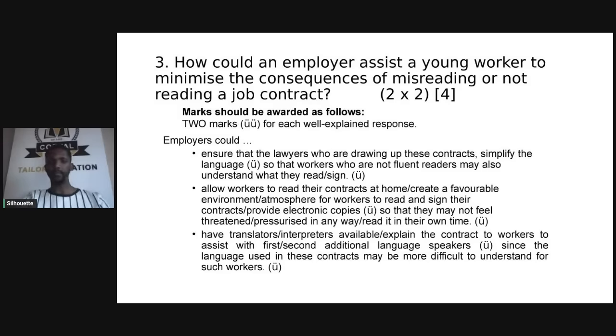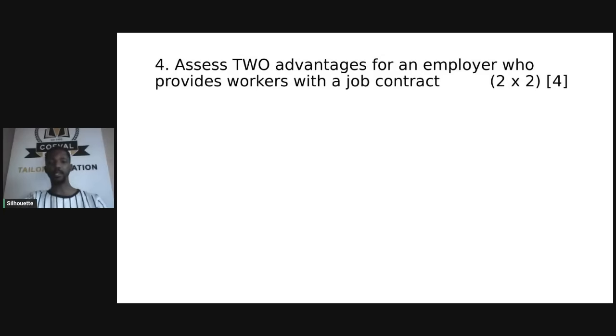That will be the second, the qualifier. And then employers could also have translators or interpreters available to explain the contract using that employee's language so they may understand. And to qualify it, since they use the language, it will be easier, or less difficult, to understand what is written there. Okay, so here it's important to use your own language. Just explain it how you understand it. That will help you.